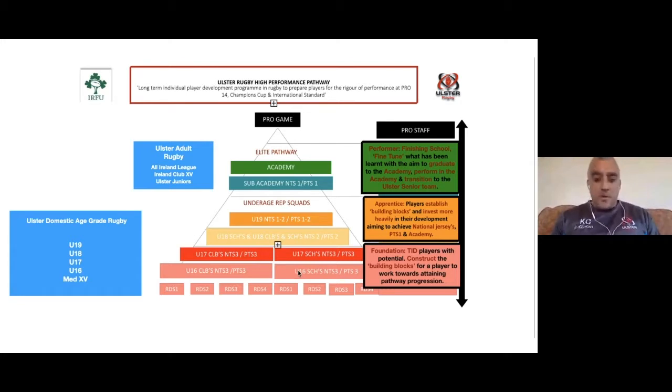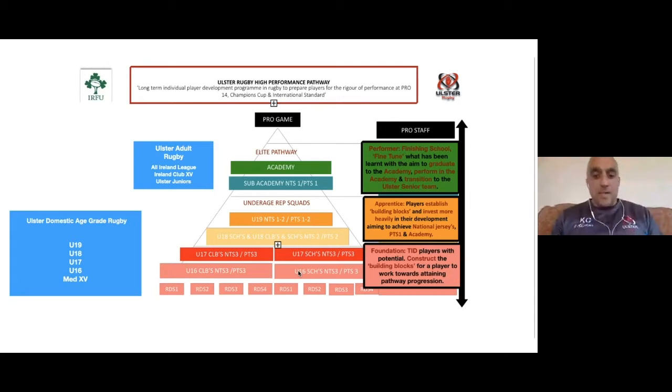As you move up, then obviously you have the under 19s, and then from there you move into our sub academy or NTS1 and PTS1. So all through the pathway, there are opportunities for guys who are within the extended squads to come back in and achieve either PTS or NTS status, all the way up to under 19 and up towards our sub academy.